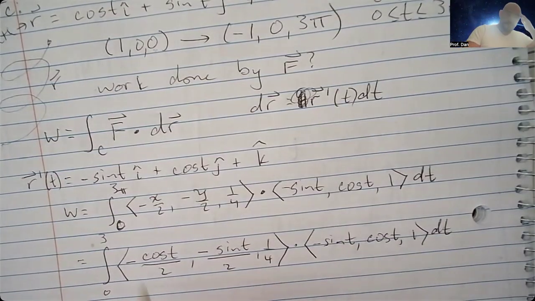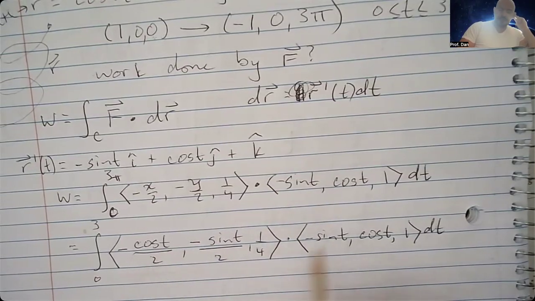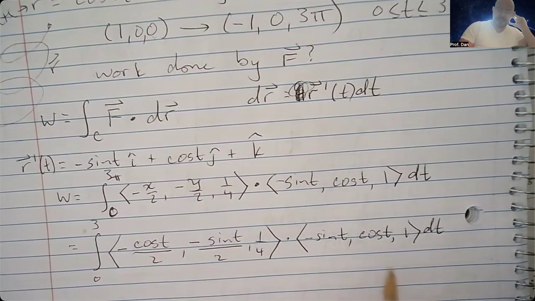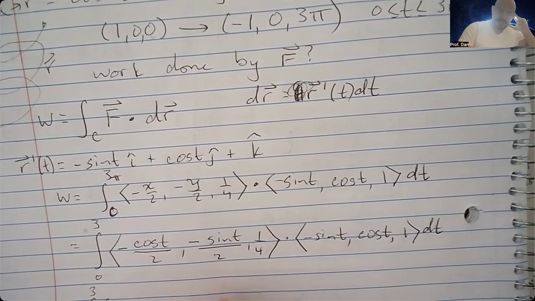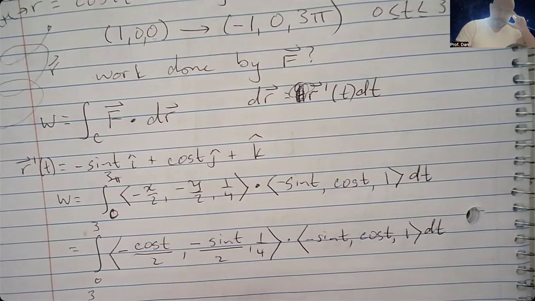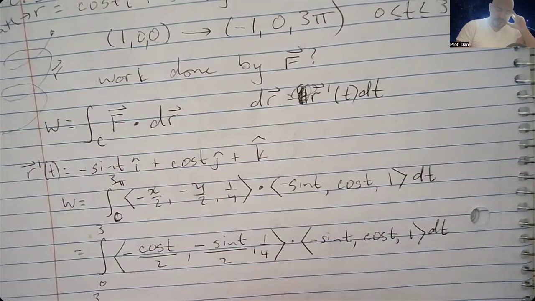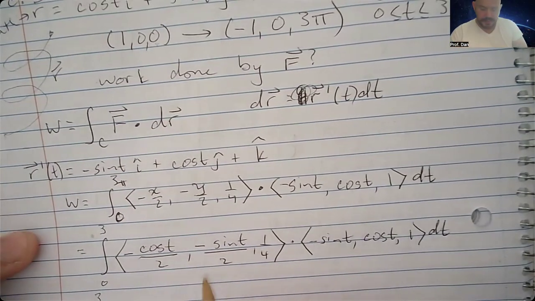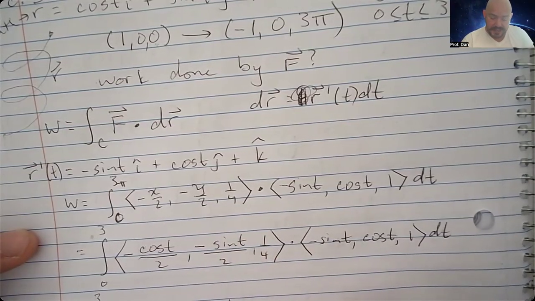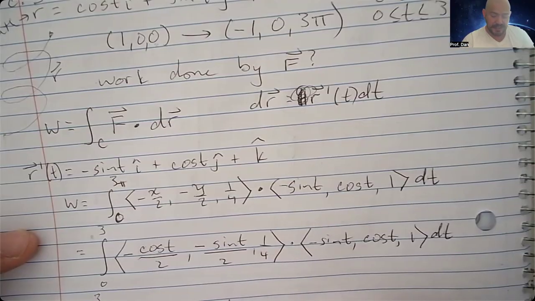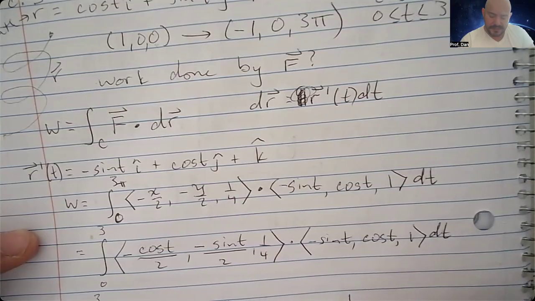All right, and then when I do my dot product, remember, if you have your component form, you can just do first times first plus second times second plus third times third. So this will be the integral from 0 to 3 of first times first. So that's going to be positive 1/2 sine of t cosine of t plus second times second, so minus 1/2 sine of t cosine of t. And that's pretty convenient. Plus 1/4 times 1, which gives me 1/4.